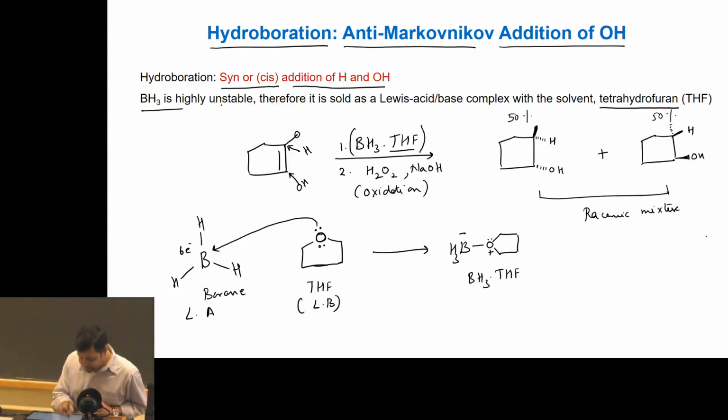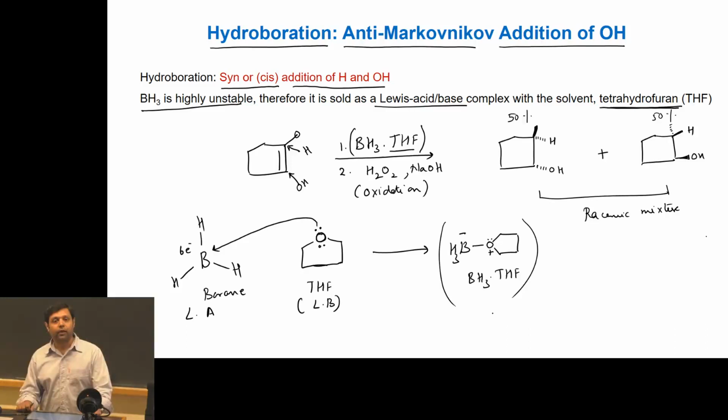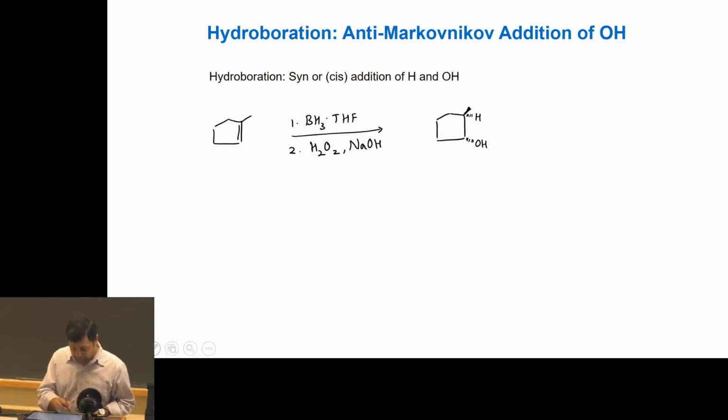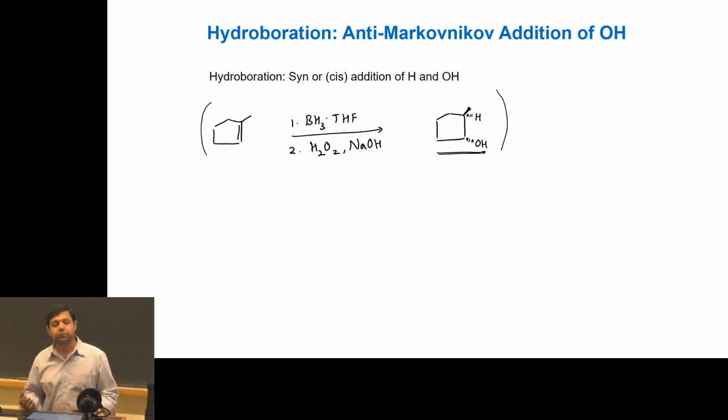Borane is highly unstable, therefore it is sold as a Lewis acid-base complex with THF. Right? So this is how this reagent is sold. Let's now look at the mechanism for this reaction. I've written the overall reaction here again, and as you can see, I've shown you only one of the enantiomers. You can apply the same mechanism to obtain the other enantiomer.